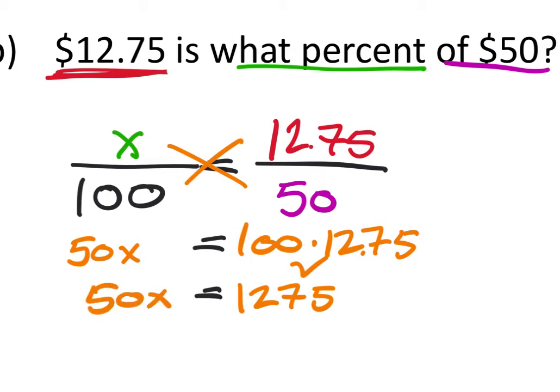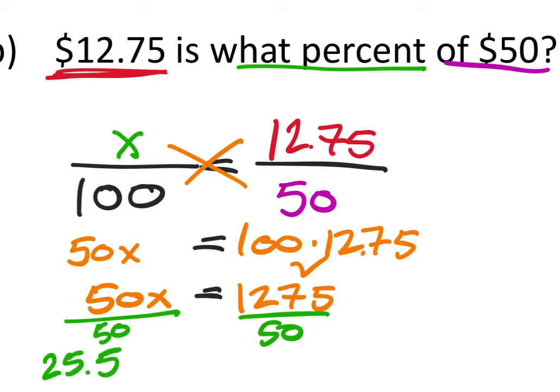And then, to solve for x, the unknown, we would divide both sides by 50. I'm not going to do that in my head. I'm not feeling it right now. I got 2550 on that. 25.5, I should say.